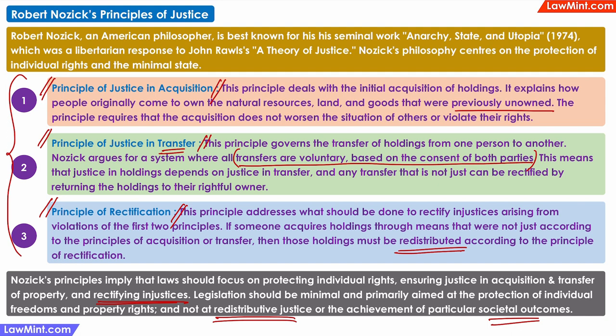This would have been against Nozick's principles because if the landowner had acquired or inherited the land lawfully, then the government was interfering in his individual rights and trying to achieve some social outcomes by making such laws. But these land ceiling and land reforms would align with John Rawls' principles because the government was attempting to redistribute the land and achieve some social outcomes.